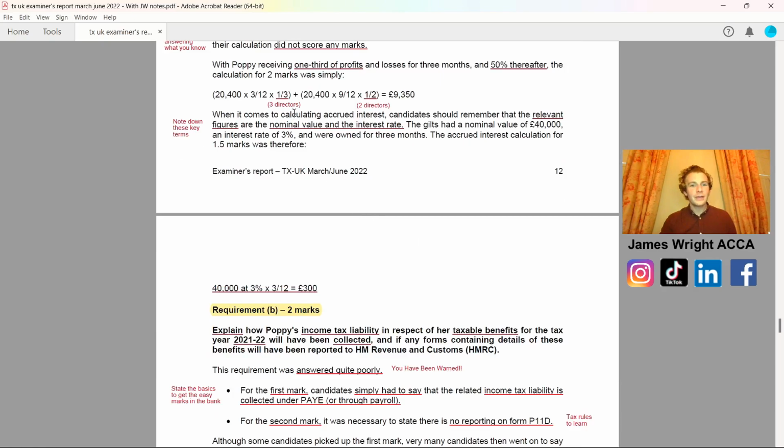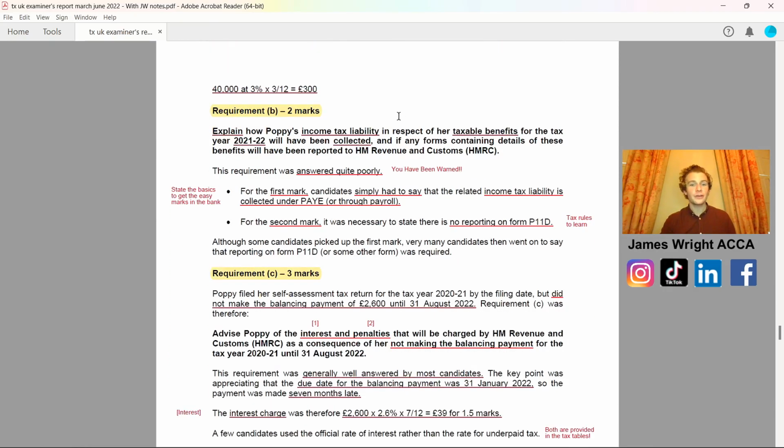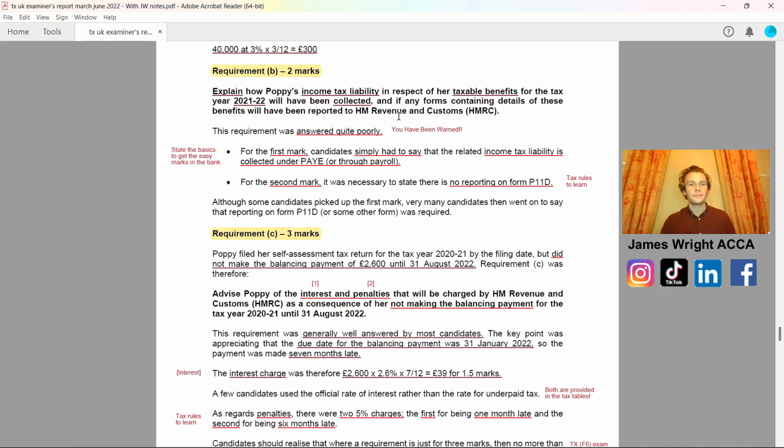We also had at one point in time 3 months included for 3 directors and the remaining 9 months for 2 directors. So again, showing all your calculations, and note down these key terms here as to the relevant figures, the nominal value and the interest rates for when you have a go at this question yourself. And again, just showing your workings as you go through it.